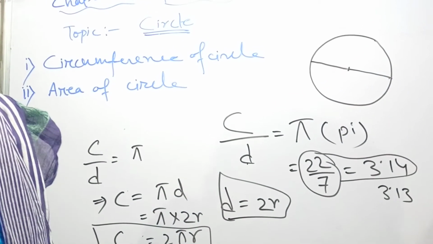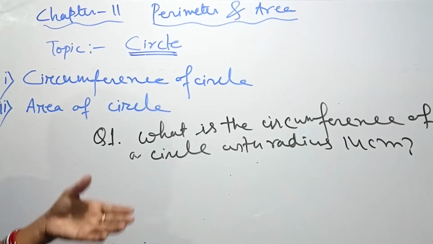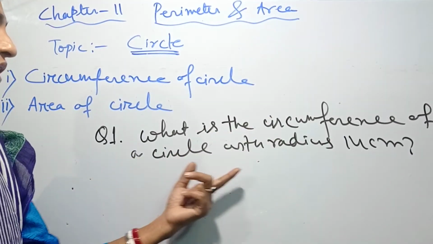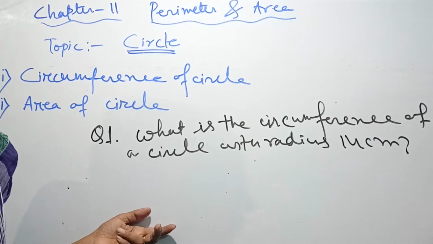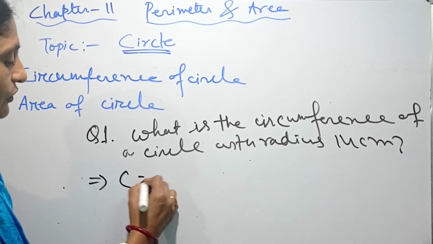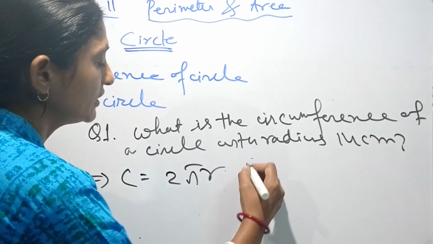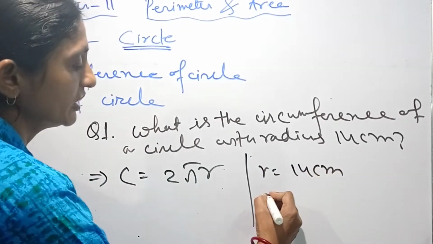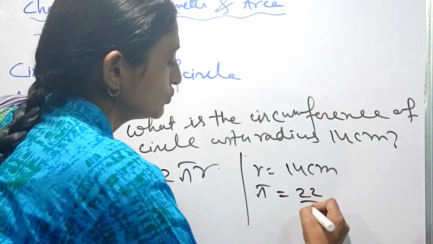Let's come to some examples. Here I have taken one example. The question is, what is the circumference of a circle with radius 14 centimeter? We have just seen the formula, circumference is equal to 2 pi r. Here r has been given as 14 centimeter, and let's consider pi is equal to 22/7.